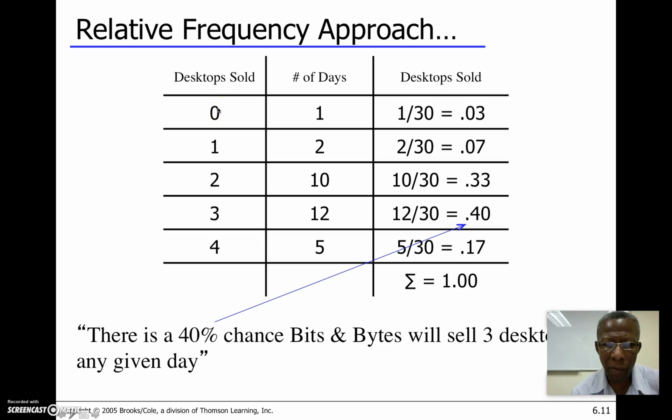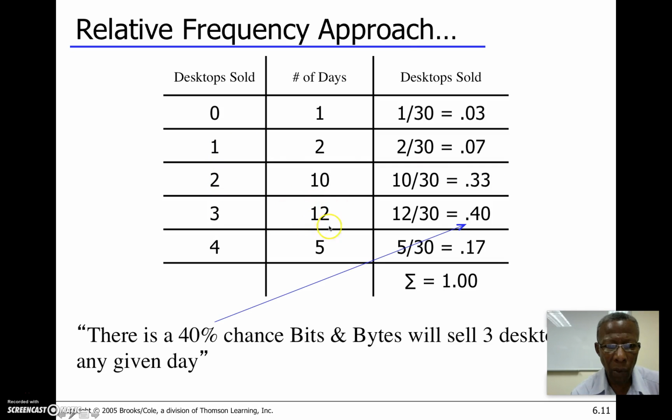So the probability of selling no computers in a 30-day period is given by 1 over 30, which is 0.03. And the number of days where you sold only one computer is 2. So 2 out of 30 is 7%, 0.07. And the number of days you sold 2 computers is 10. And so 10 over 30 is going to be 33%, 0.33. That's the probability of selling 2 computers on any given day.